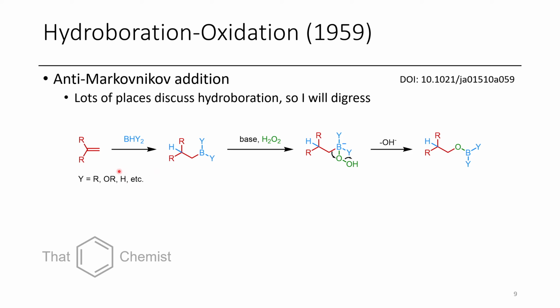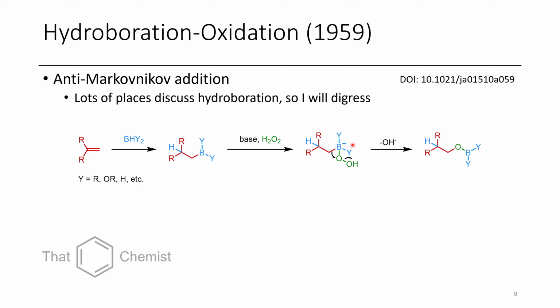Now I'm not going to discuss too much hydroboration other than just to say it's anti-Markovnikov, so the hydrogen goes to the tertiary position if it's a tertiary position, and the boron goes to the less substituted position in most cases. So what can then happen is you deprotonate hydrogen peroxide, which is a good nucleophile.